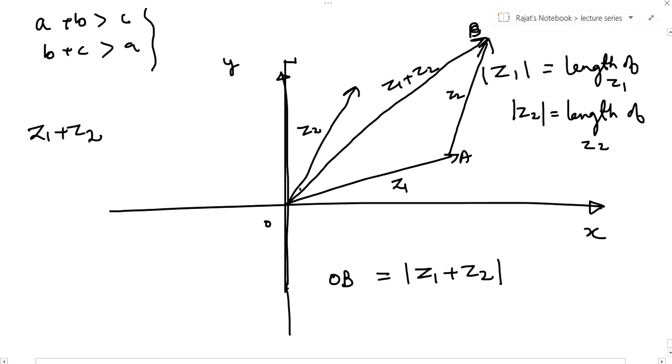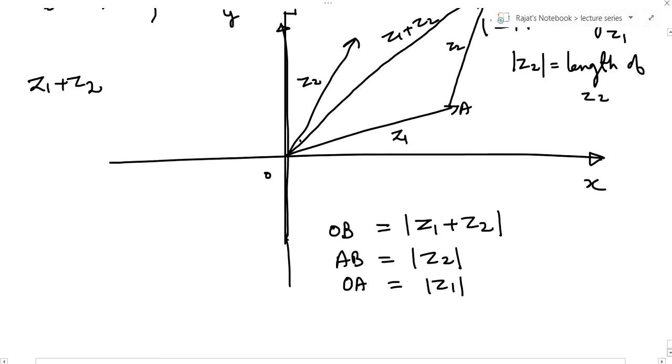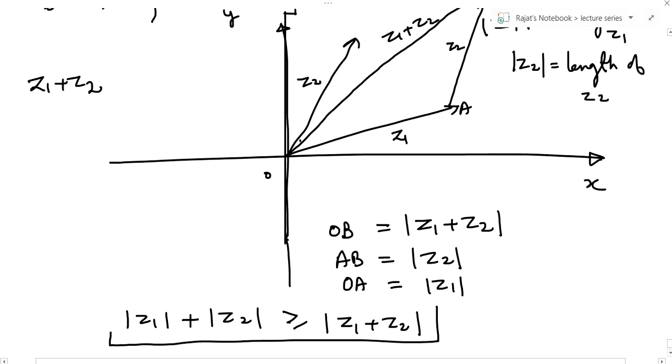Okay, what will be the length of AB? AB will be mod of z2. And what will be the length of OA? Mod of z1. So can I use the triangle inequality here? Of course you can. So what result will I get? That mod of z1 plus mod of z2, that is the sum of two sides OA plus AB, will always be greater than or equal to the third side OB, so mod of z1 plus z2. This is the triangle inequality.